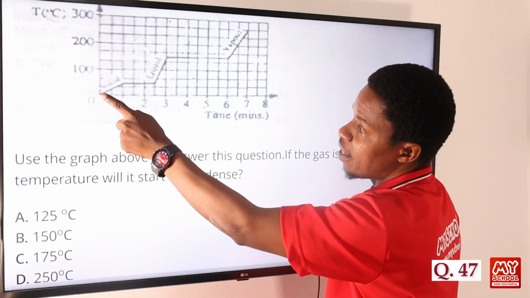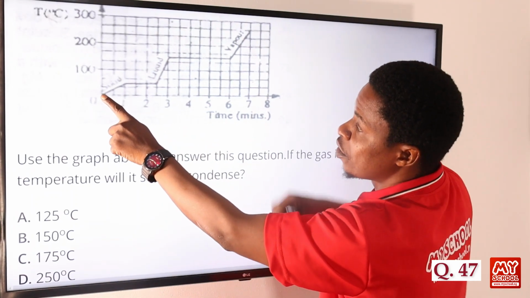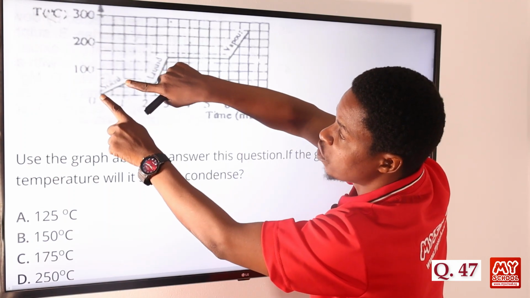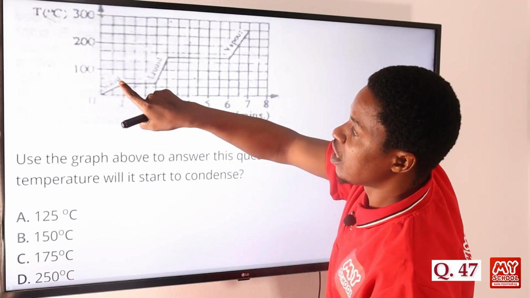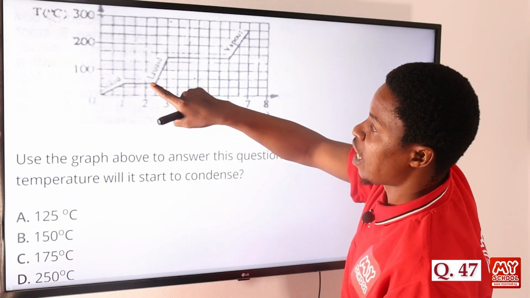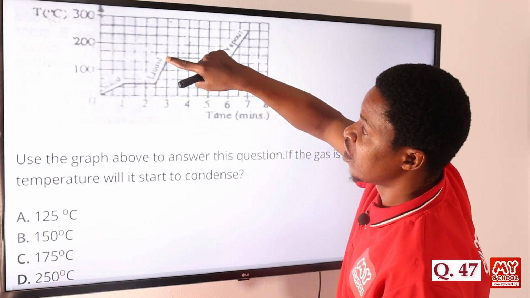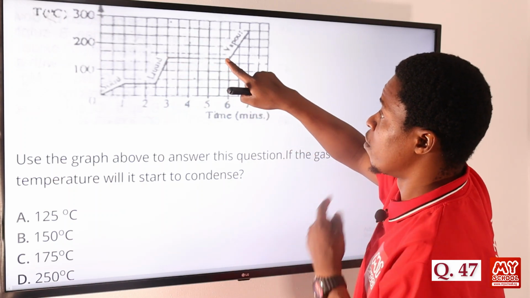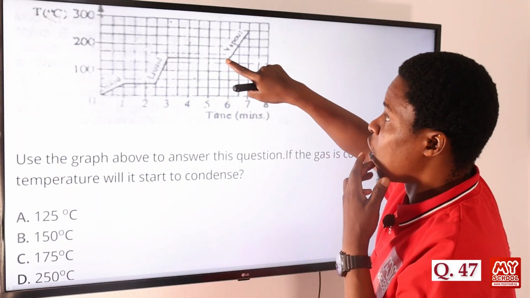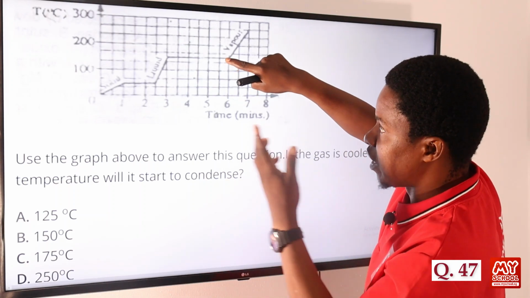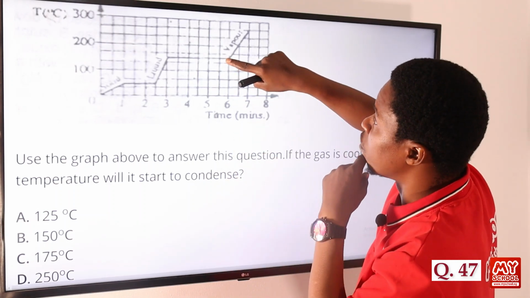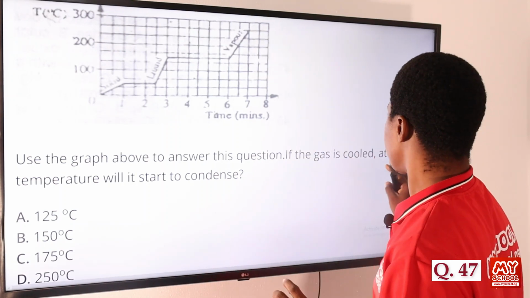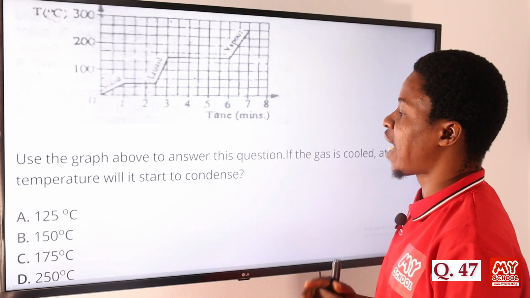So from the origin to this point, we have solid here. Then it continued, and then eventually it moved up again to liquid. And then from this point it continued, the temperature was constant, and the time at which it takes place is constant until it changes to vapor. So now from this point, the question says, at what temperature will it start to condense?